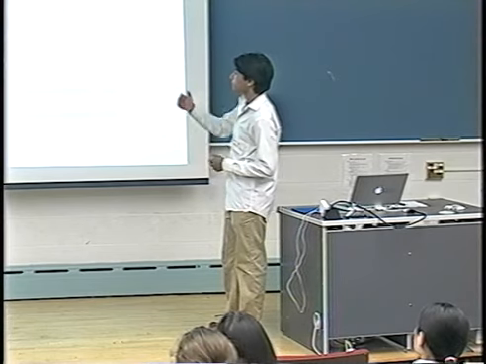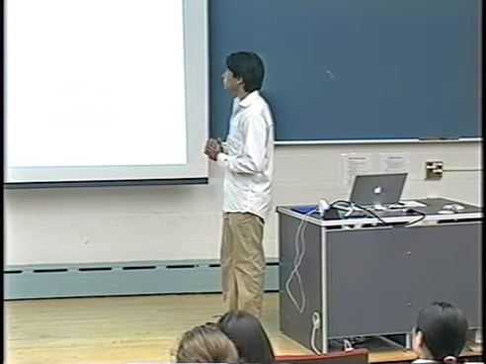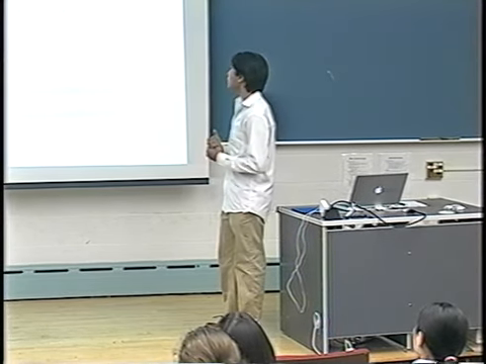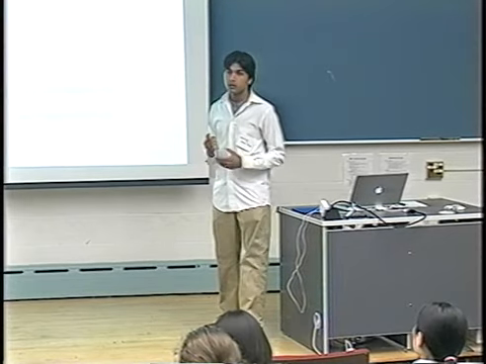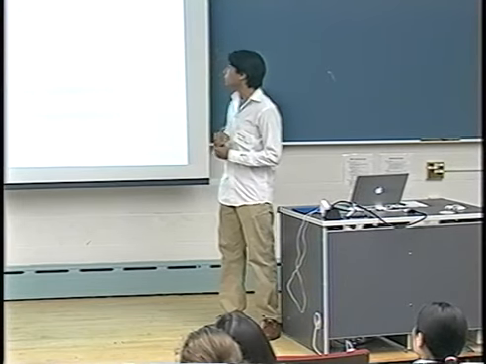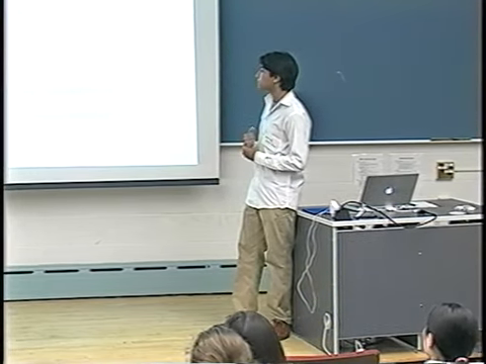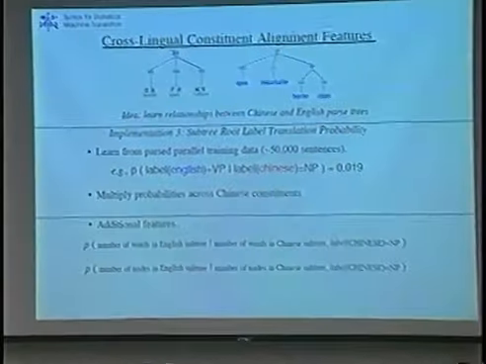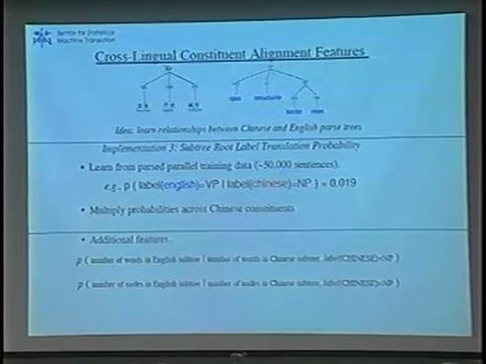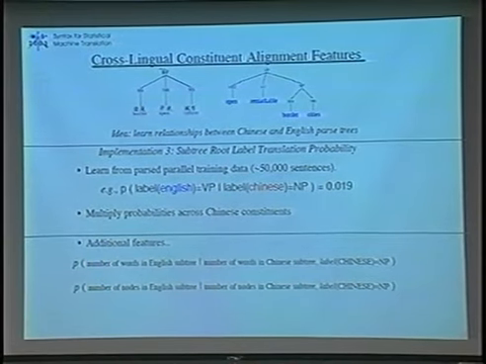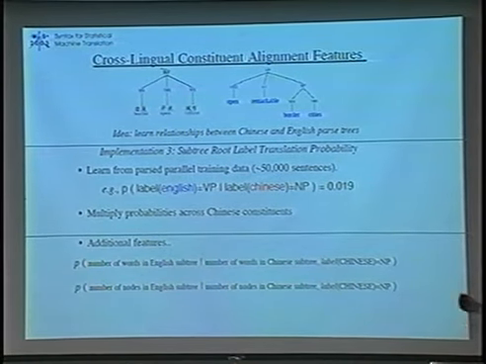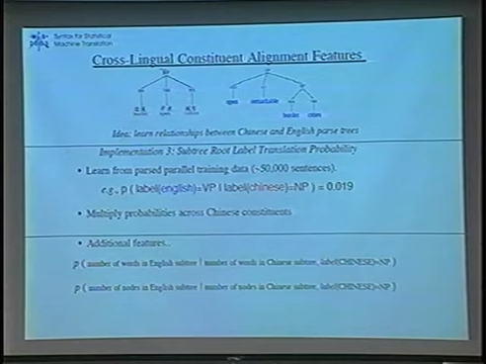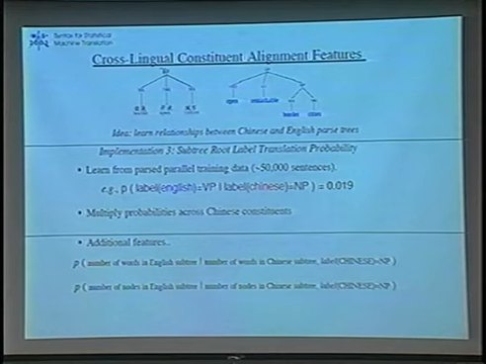So in this case, for example, the probability of seeing a VP subtree given a Chinese NP is 1.9%. The probability is 0.01, so we'd like to multiply these probabilities across each Chinese constituent and then use that as a score for the English candidate sentence. And there's additional features based on this idea. For example, the number of words in the English subtree given the number of words in the Chinese subtree and its label, and so on.